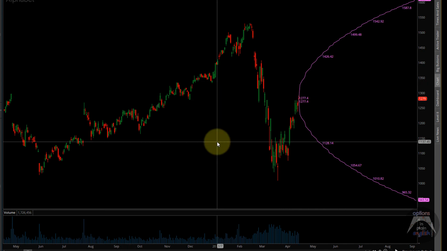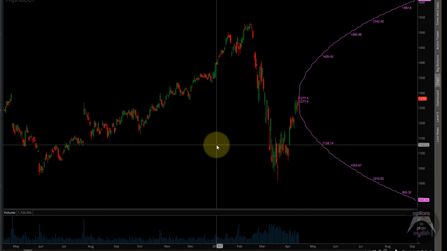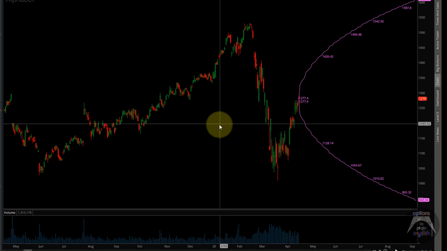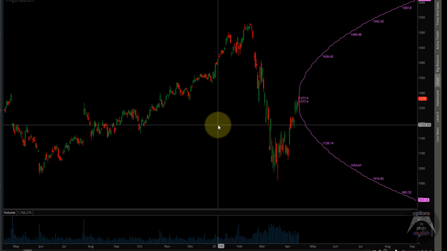So this concludes this lesson. We have now taken a look at historical and implied volatilities, and now we know that historical volatility is based on the past, based on past stock prices, and that implied volatility is based on current option prices. And because of this, the most important one for us is implied volatility.